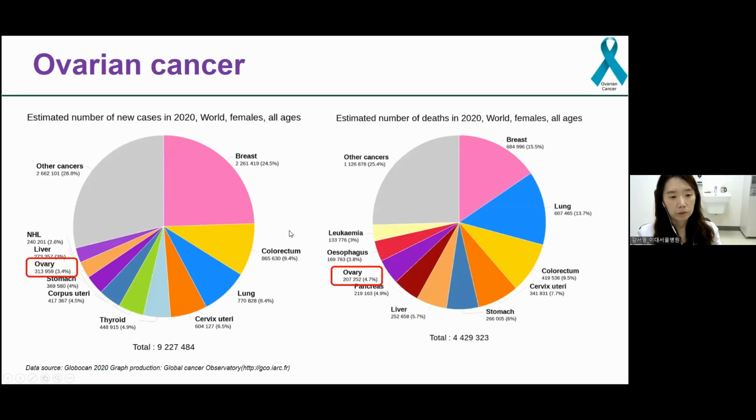According to GLOBOCAN 2022, there were 313,000 new cases of ovarian cancer. It's 3.4% of all female malignancies. And also there were 207,000 deaths from ovarian cancer. It's the eighth leading cause of cancer deaths in females.